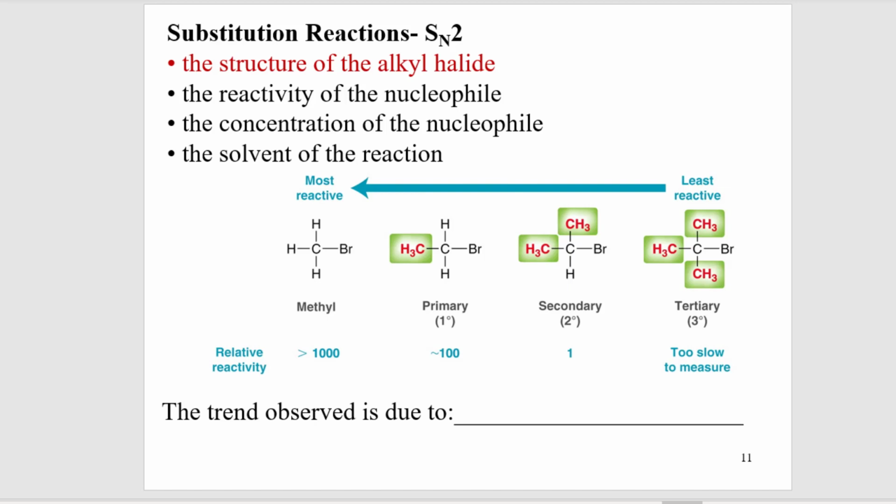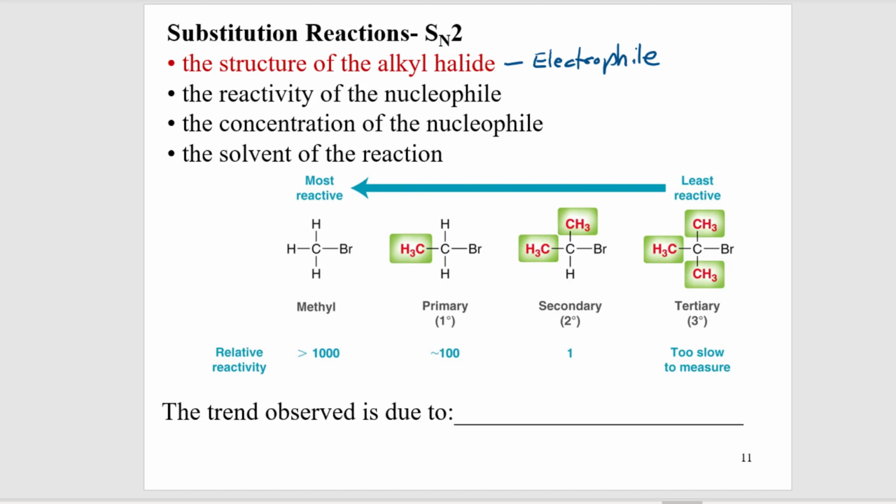We want to consider the structure of the alkyl halide, which serves as the electrophile. We want to look at the reactivity of the nucleophile. We want to consider the concentration of the nucleophile. And we want to consider solvent effects for the reaction. So let's go through this one by one. First thing we're going to do is look at the alkyl halide, or the electrophile, the carbon with the halogen off of it. Look at the relative reactivity rates down here at the bottom.